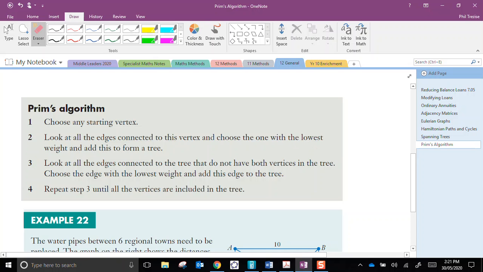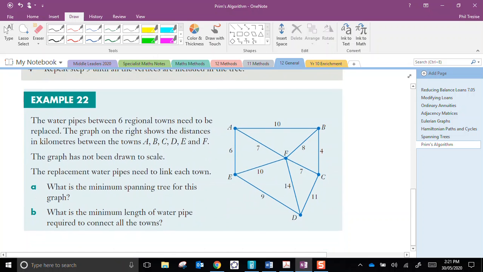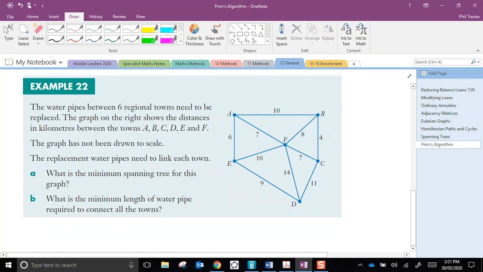We then look at edges connected to the little part of the tree that we've built so far and we add in the lowest weight one. We continue until we have the spanning tree. Now remember, a spanning tree must not have multiple edges, it must not have loops, and it must not have cycles. So as long as we avoid those features, we're okay.